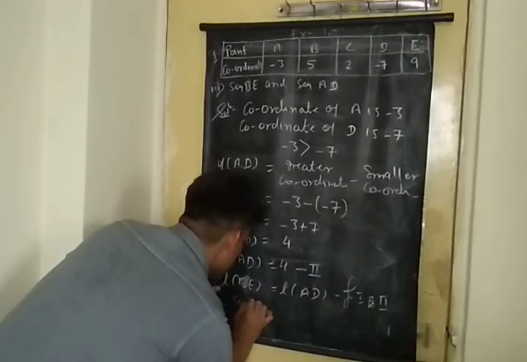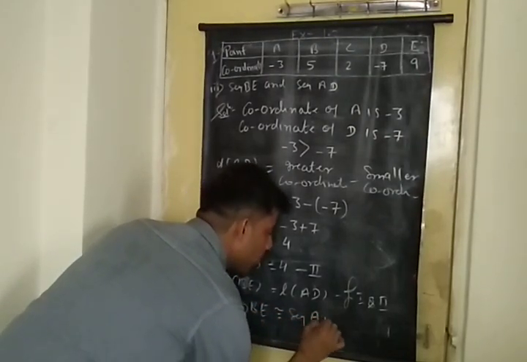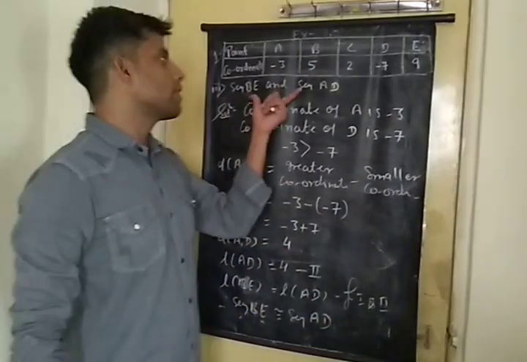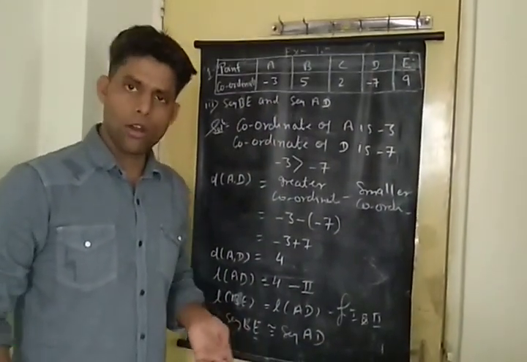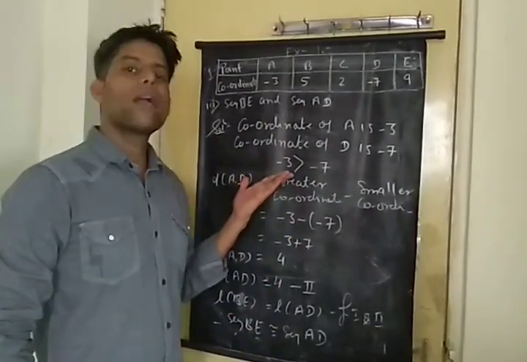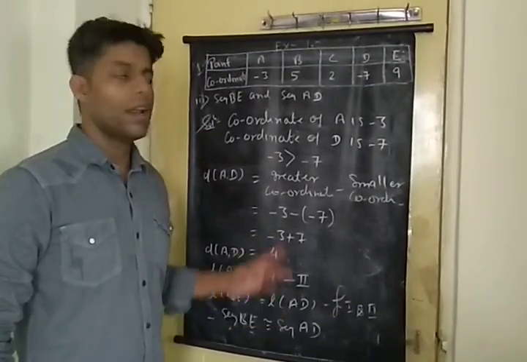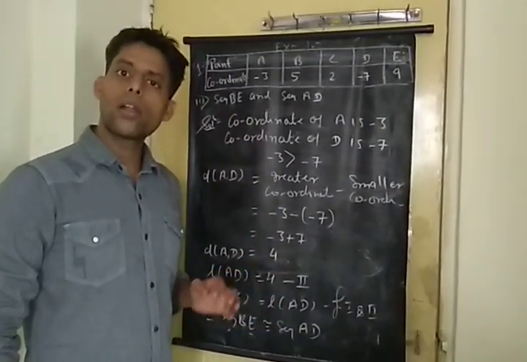Hence we can say segment BE is congruent to segment AD. So for this case, we have got the two segments congruent. We have other problems also based on this, where we cannot get the segments congruent. So you just need to understand, if the lengths are not equal, we'll say the segments are not congruent.